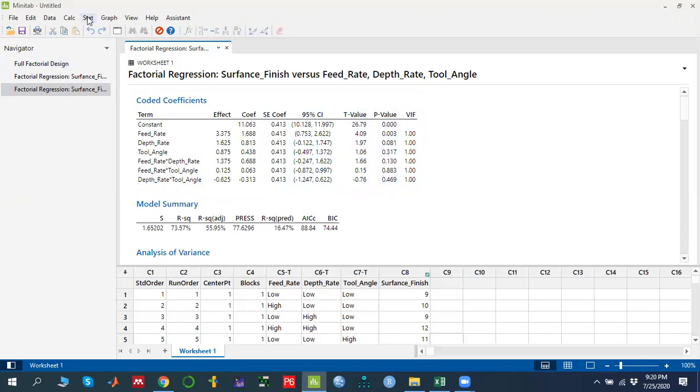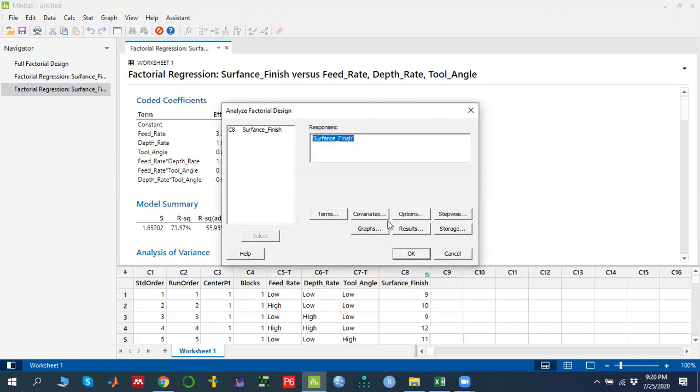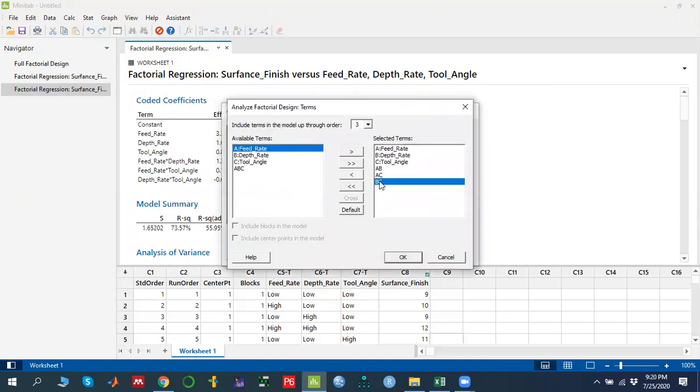So let's do the same. If I remove from the terms the BC factor as well as the AC factor, let's say only that, as well as AB.